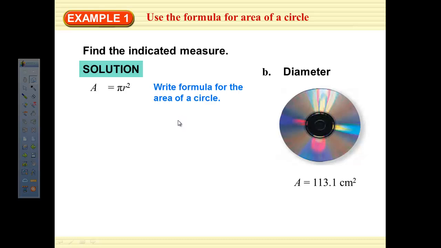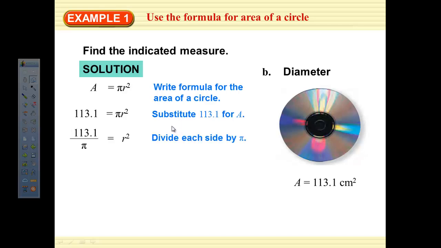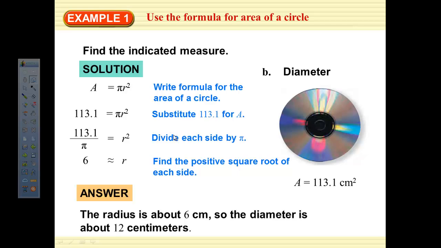Again, we're plugging in 113.1 for the area. We divide by pi. We take the square root of both sides. We get about 6. So our diameter would be twice as much, or 12.